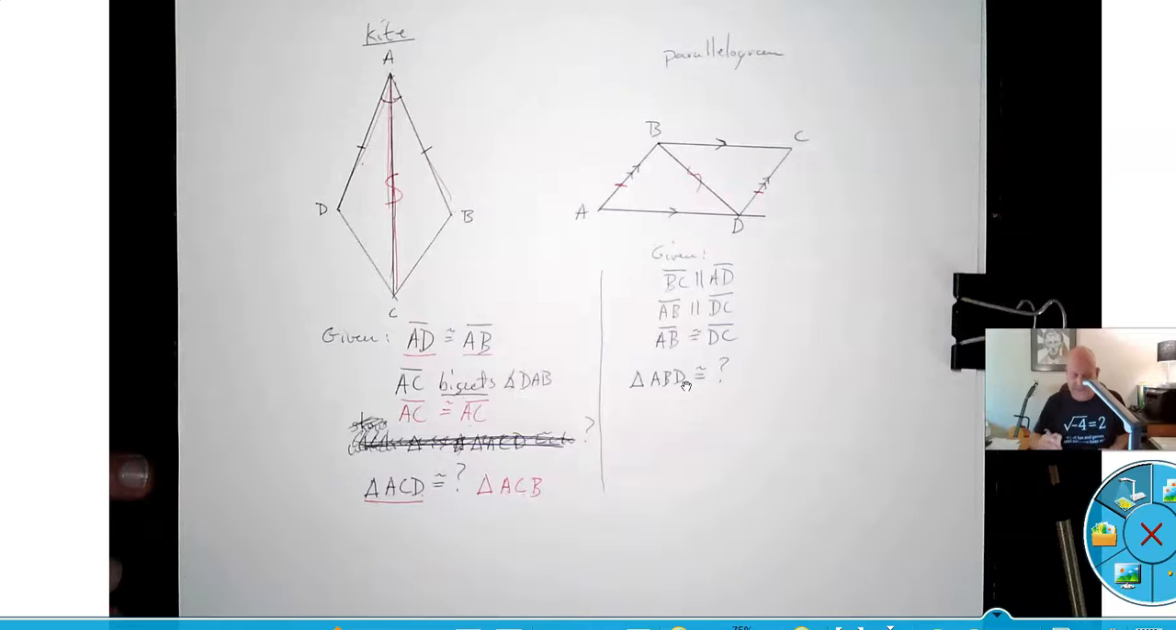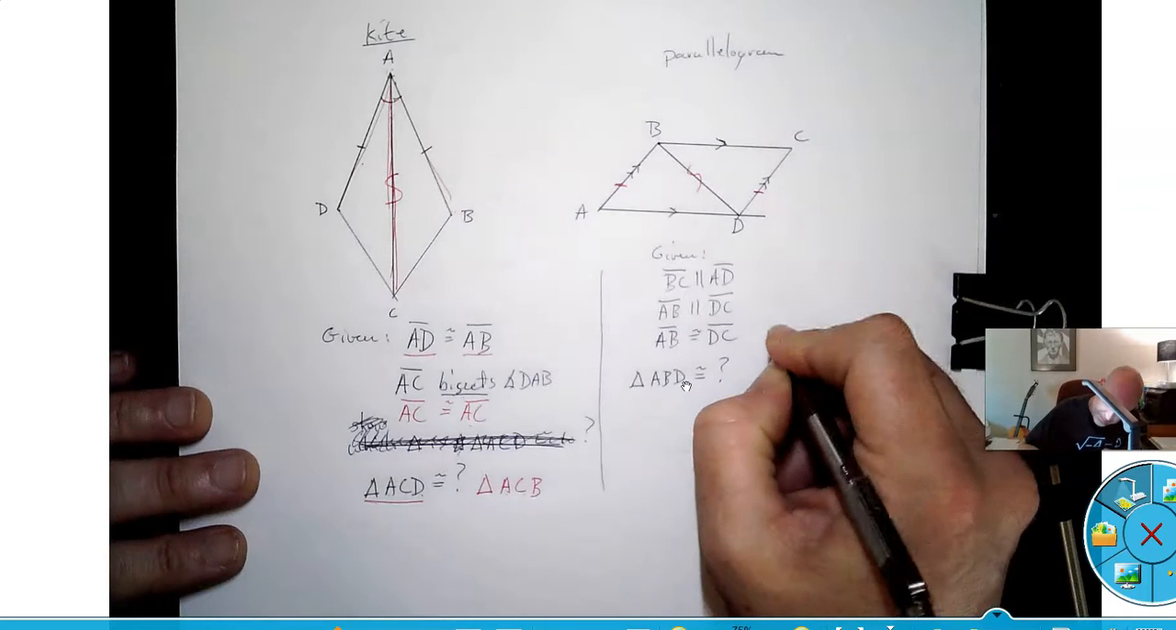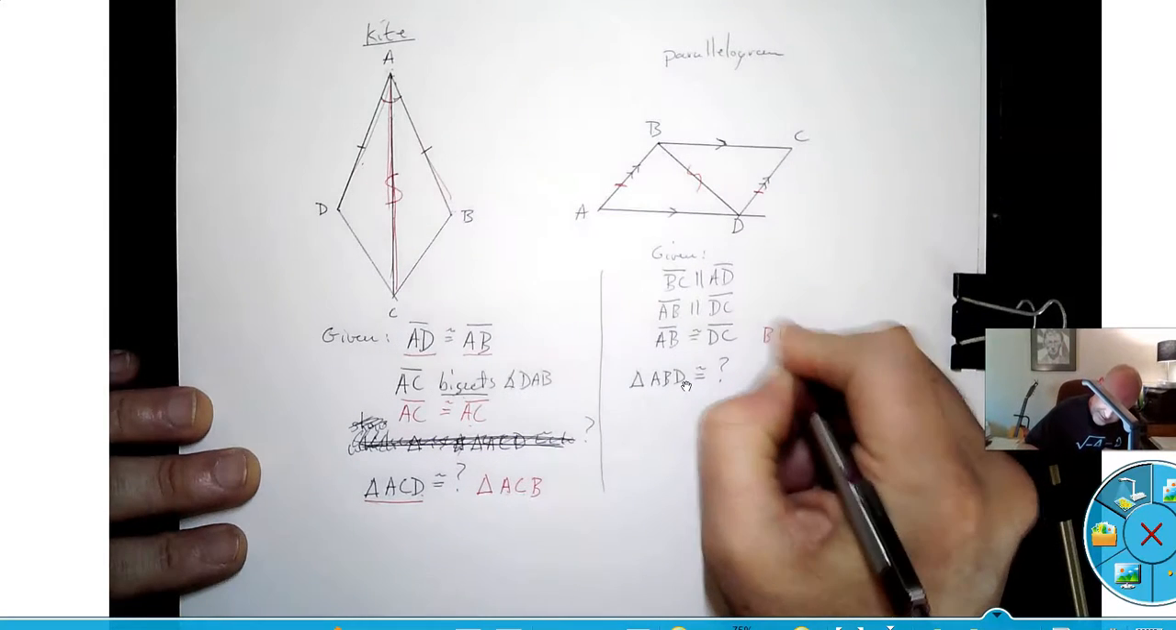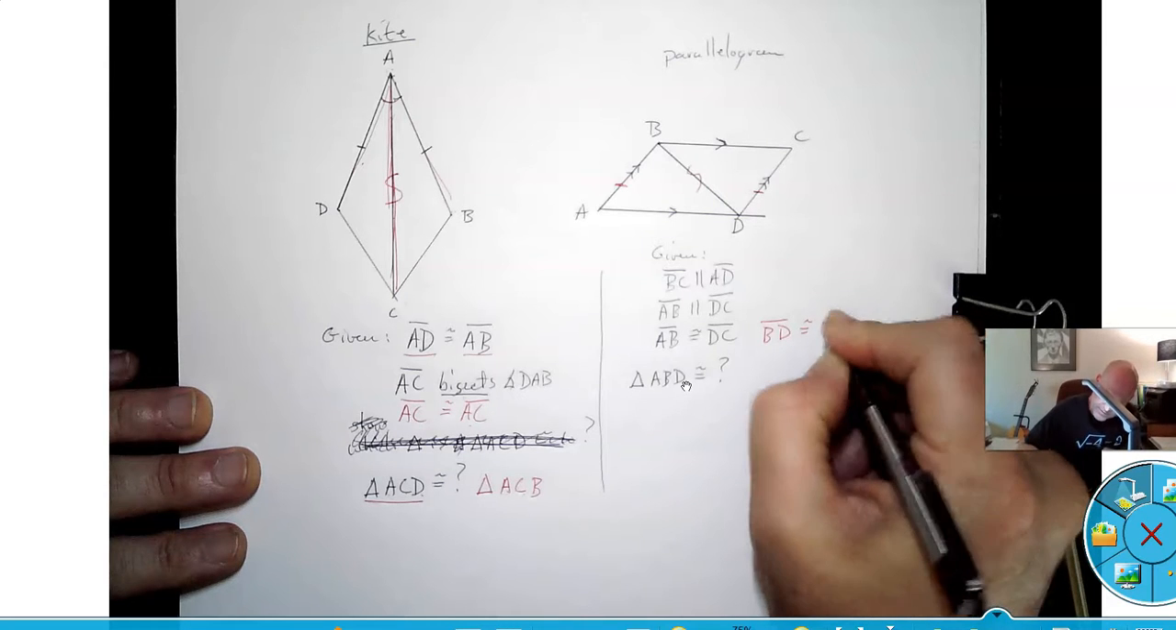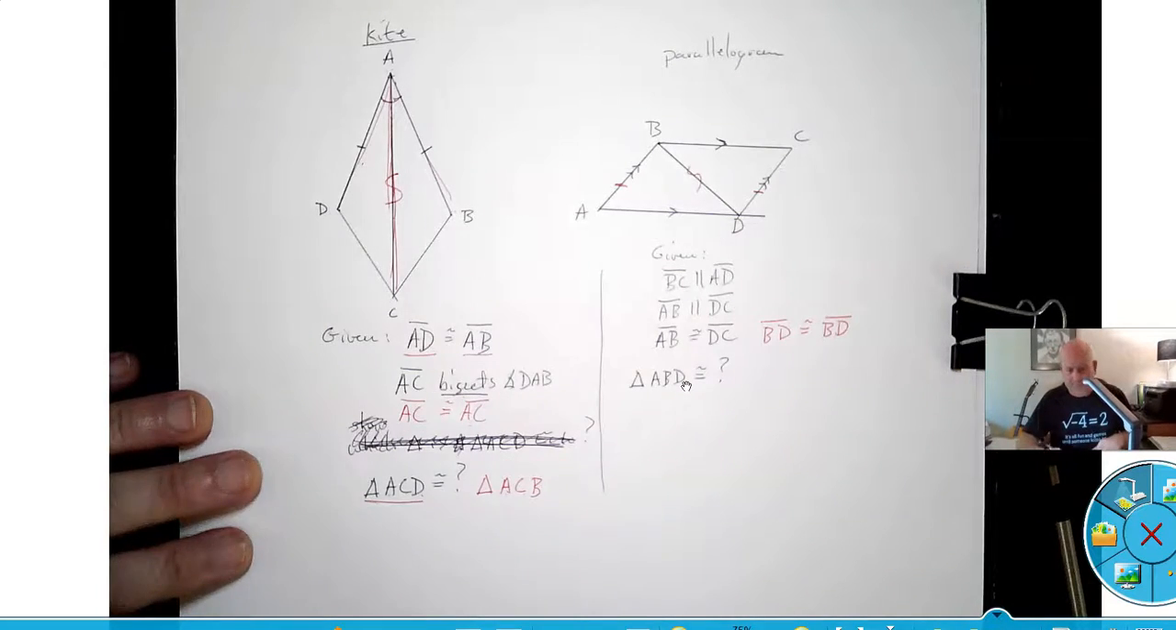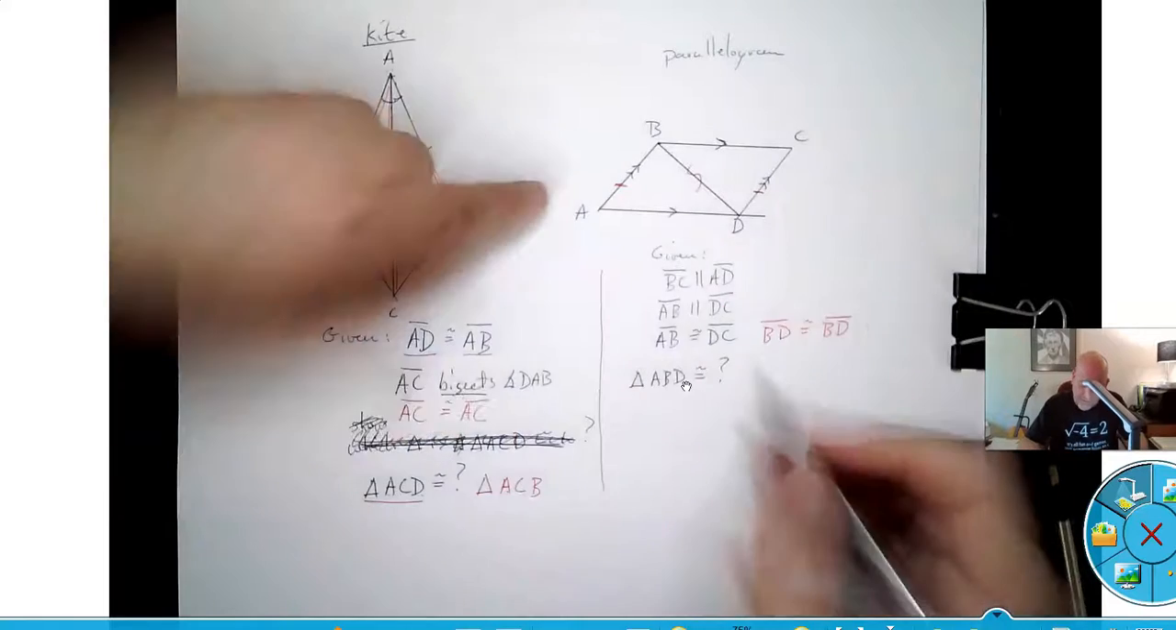BD is congruent to BD. So we can add that in here. BD is congruent to BD. That's something we discovered just now. Okay, so now let's see what we have.